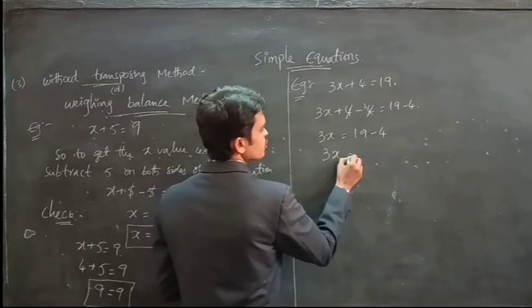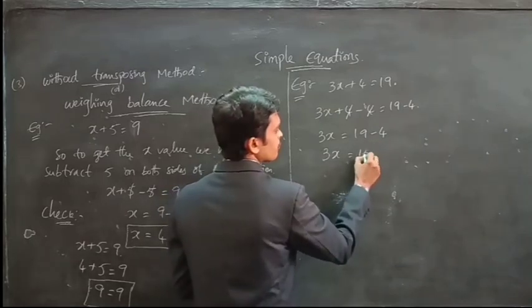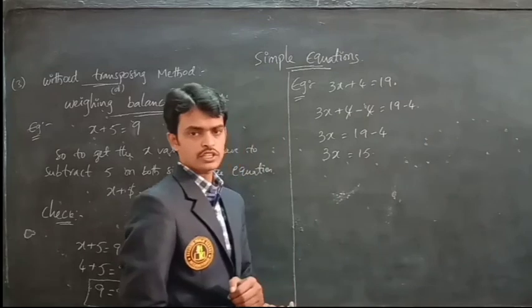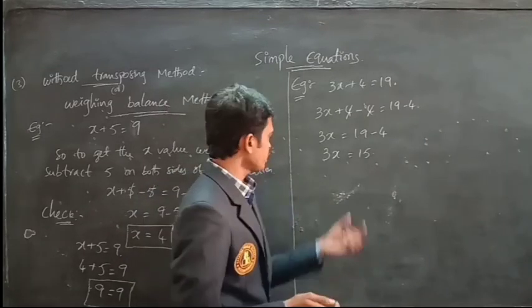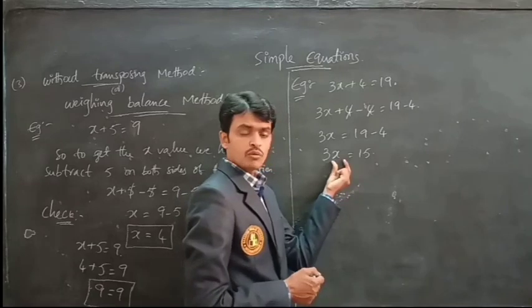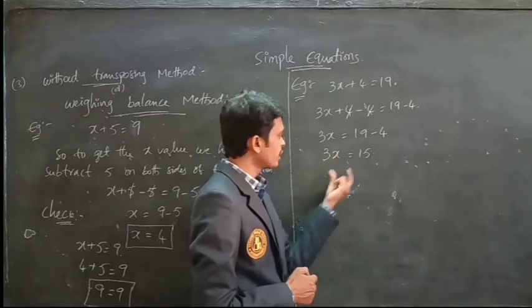Then 3x is equals to 19 minus 4 is how much? 15. Now again to get the value of x, what we should do? We have to divide with 3.